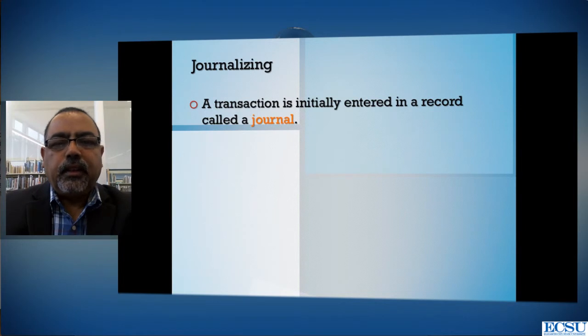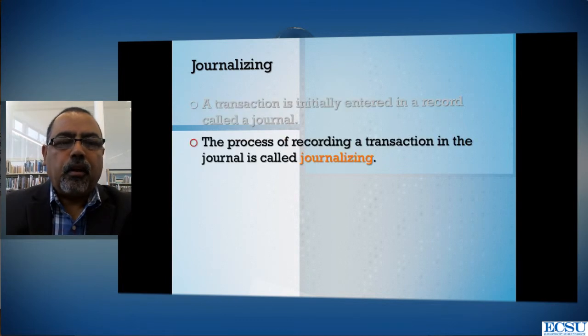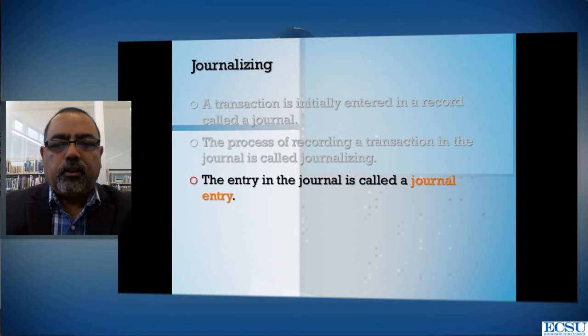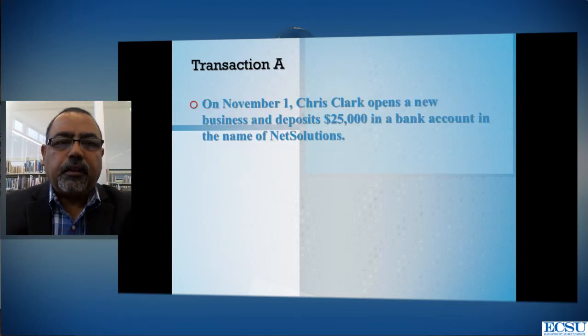A transaction is initially entered in a record called a journal, and that is why. Now please understand, the word journal comes from a Greek word which means on the basis of date. So that's why it is a chronological record of maintaining your books of accounts. The process of recording a transaction in a journal is called journalizing. The entry in the journal is called a journal entry.